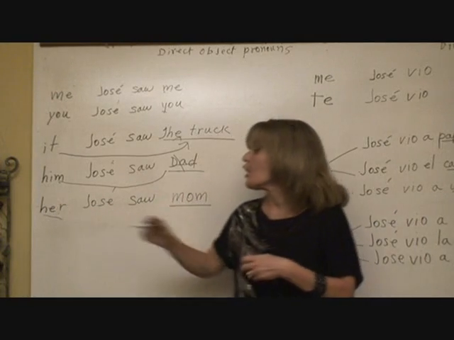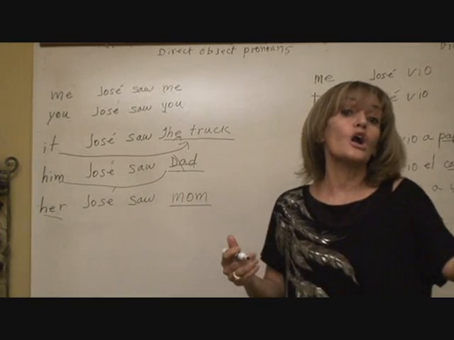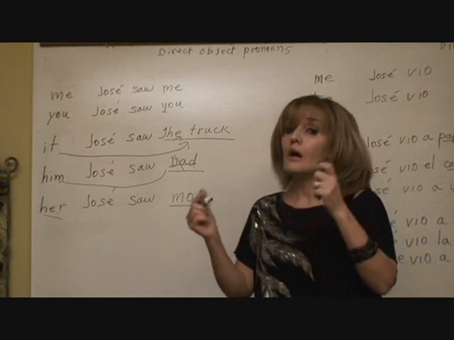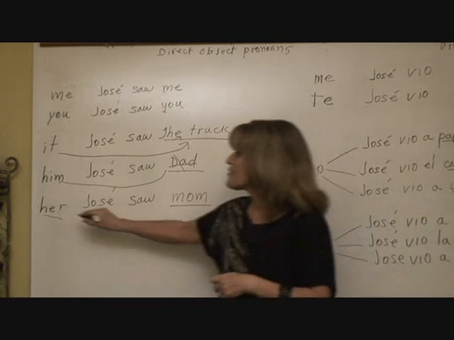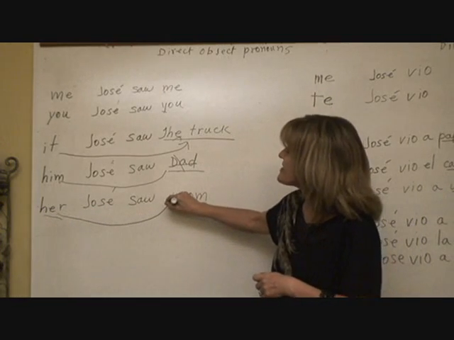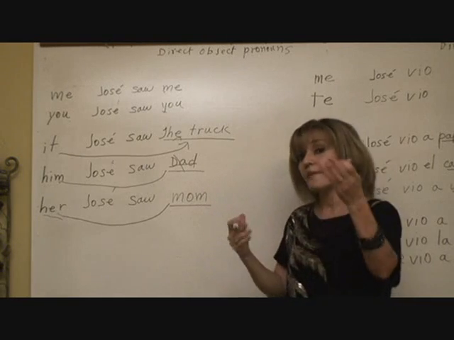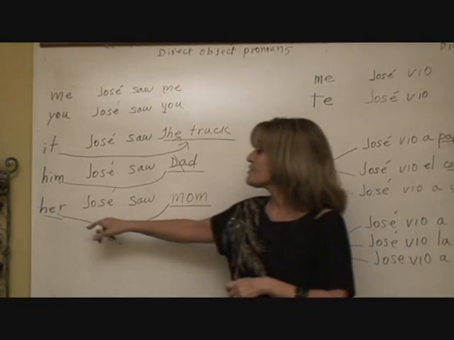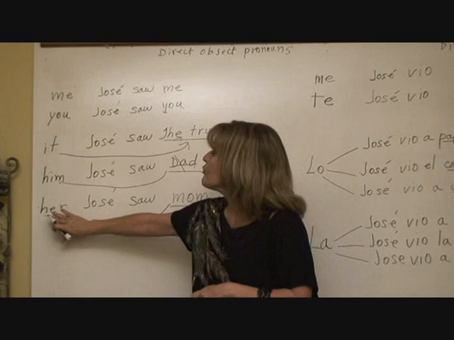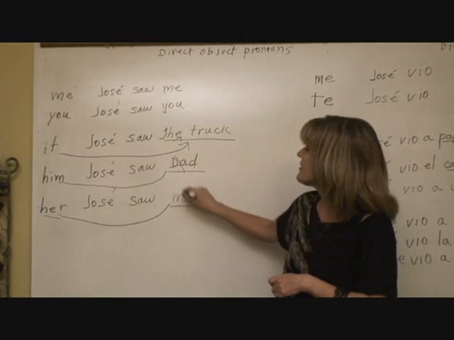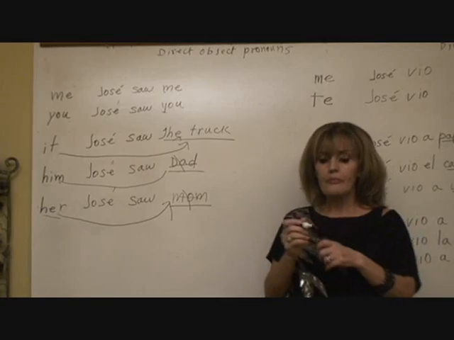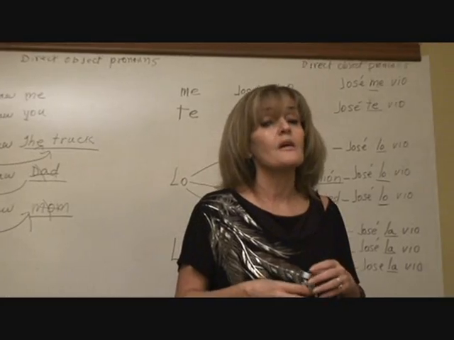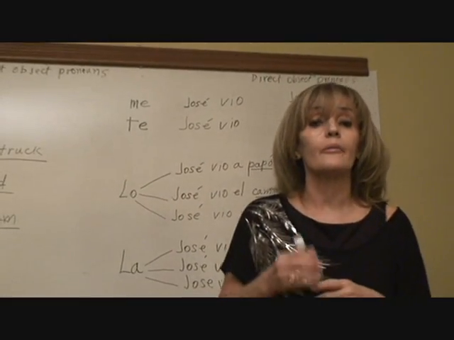Her is the next one. Jose saw her. Jose saw the girl, for instance. Jose saw whom? Jose saw her. So her, in this case, could replace, and I had mom here instead of the girl, but you get the idea, it's the same thing. Jose saw whom? Jose saw mom. So you could move her to the place of mom. Should we now move to the Spanish direct object pronouns, which is the real reason why we're here.